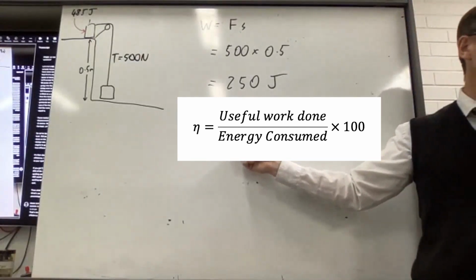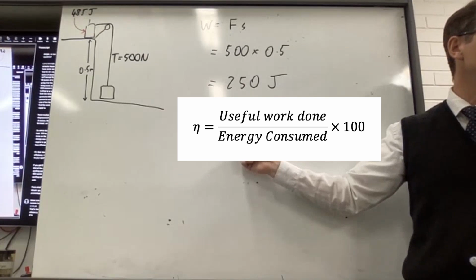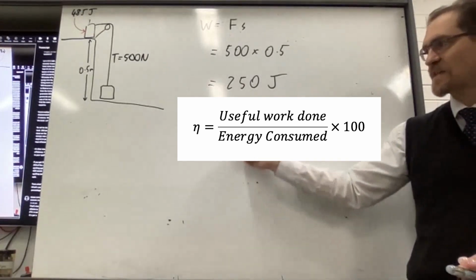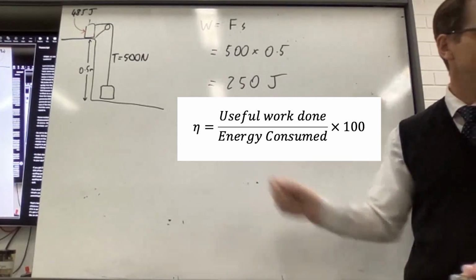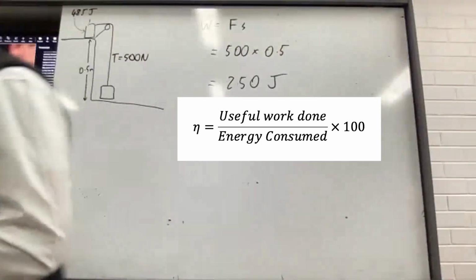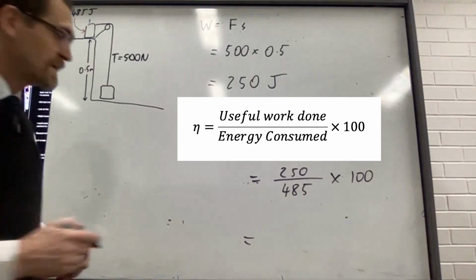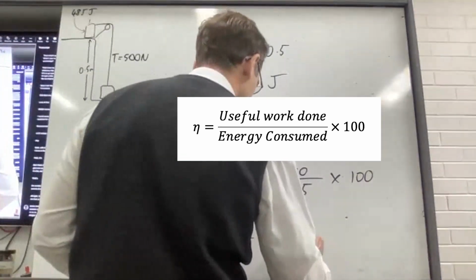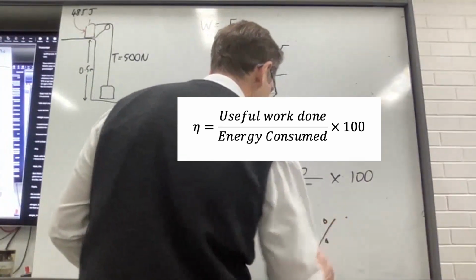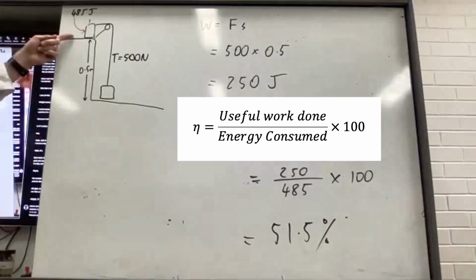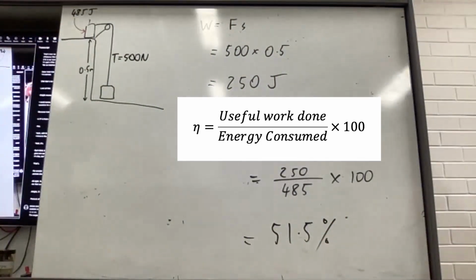This, I think it's called eta, is our symbol for efficiency. It's got a little nose on it like an elephant. Eta. Look that up. Check that I'm correct. 51.5% efficient. So the engine is 51.5% efficient.